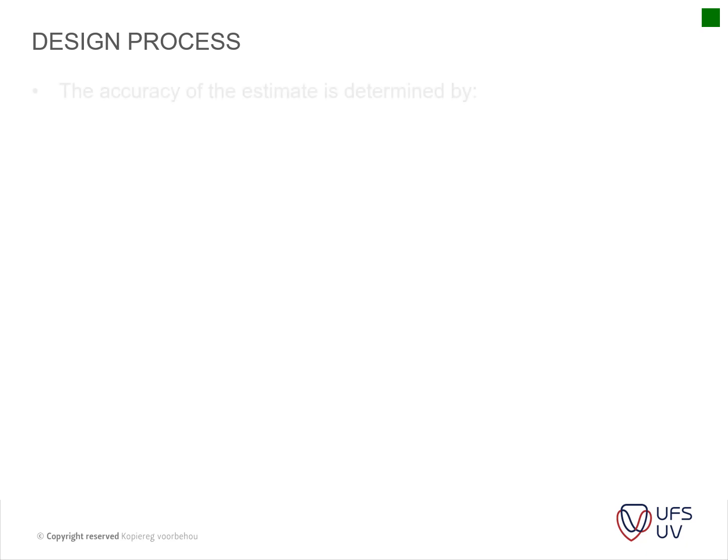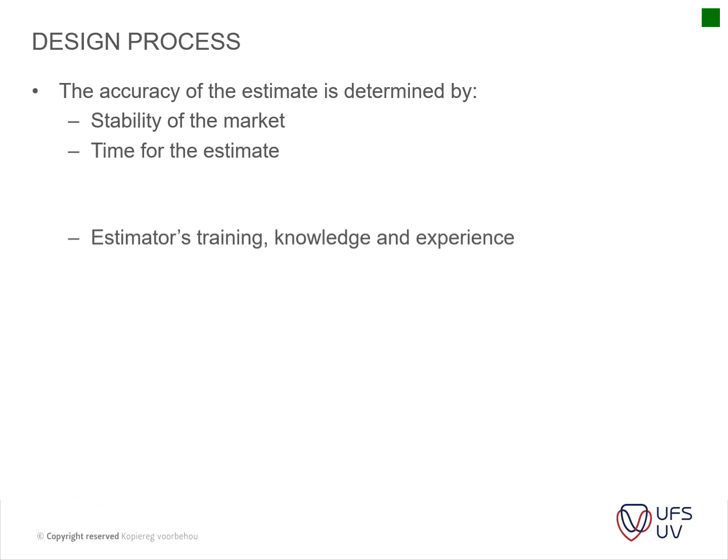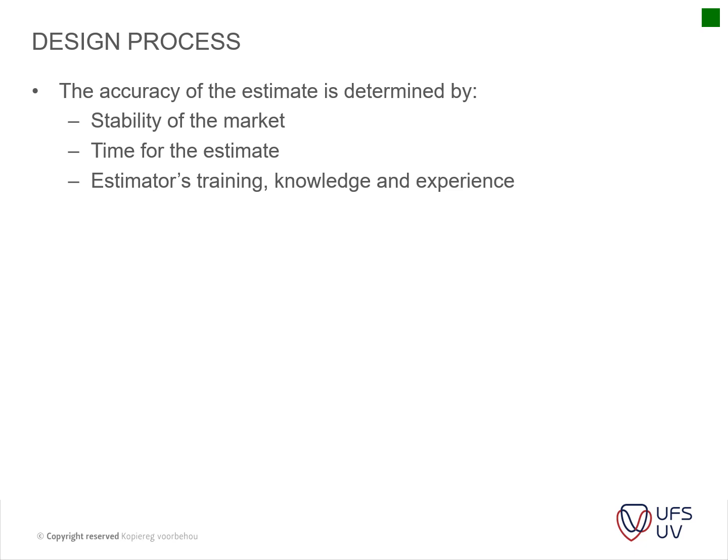Then you've got your design process. The accuracy of the estimate is determined by the stability of the market, the time of the estimate, the estimator's training, knowledge, and experience. Accuracy of information is very important. If you select a certain type of tile, for instance porcelain in comparison to ceramic, it will have a big influence on the cost.